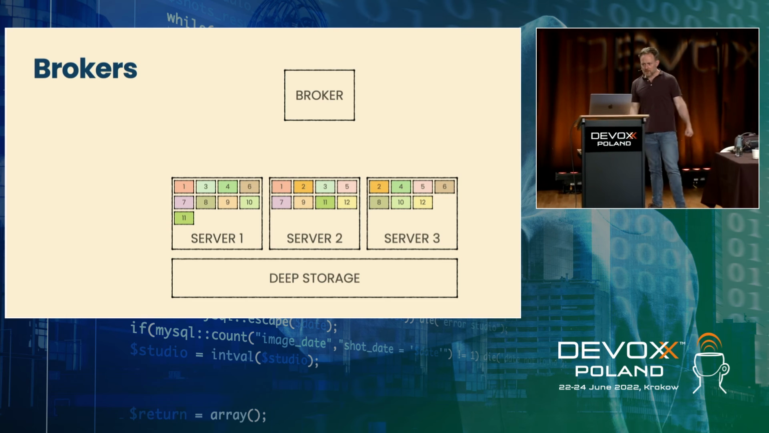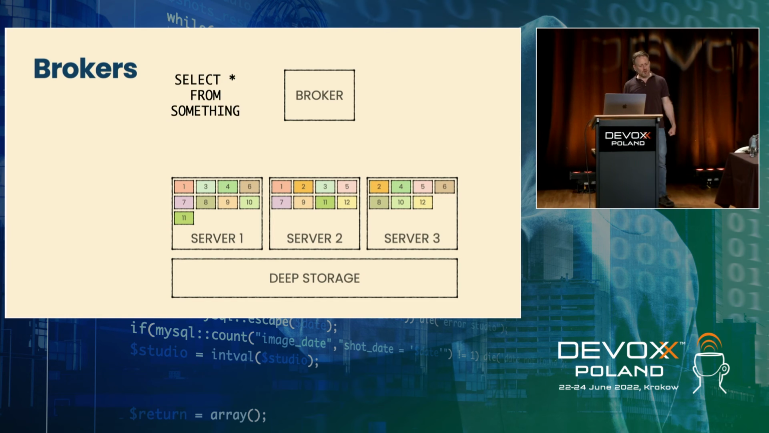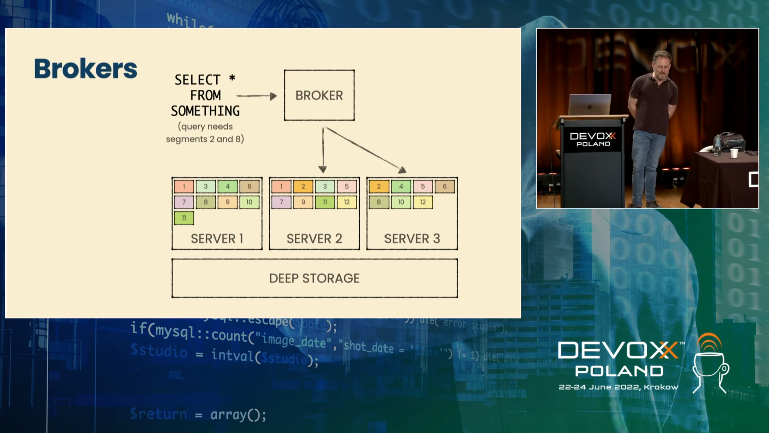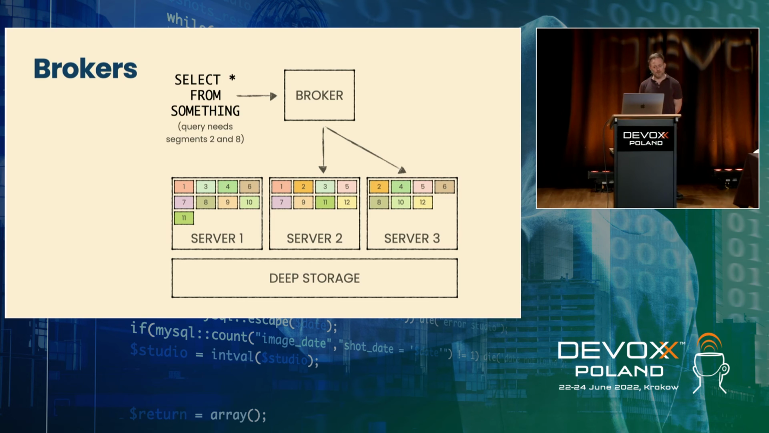Okay, we have some more components. Brokers. And so I have now a query that a client throws at a broker, and the broker is going to know that that query needs, say, segments 2 and 8. And it's going to figure out some servers that have segments 2 and 8. And right now it sees server 2 and 3. It can get its work done with just those. In fact, it could just send that query to server 3. And that would be, if you only needed 2 and 8, you could get that done with just server 3.